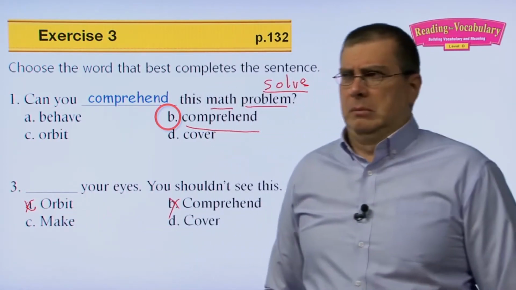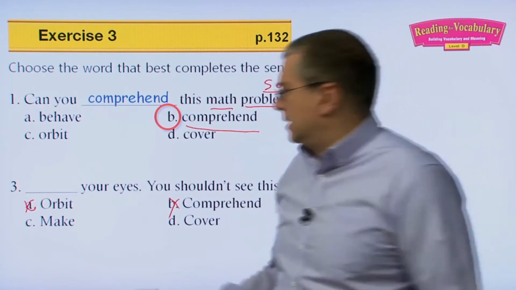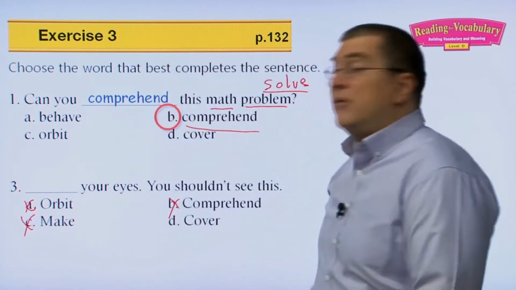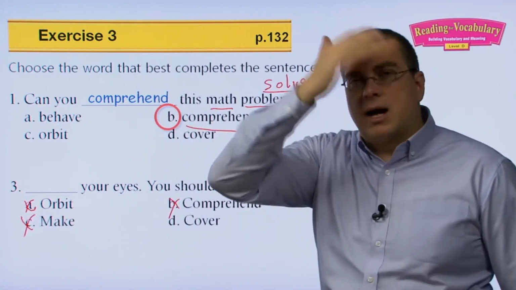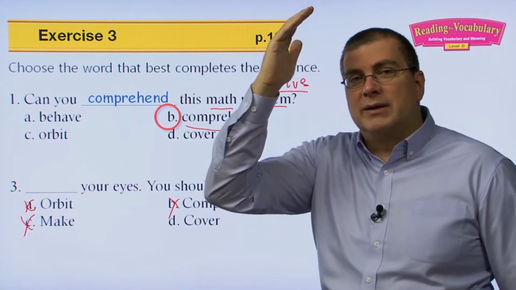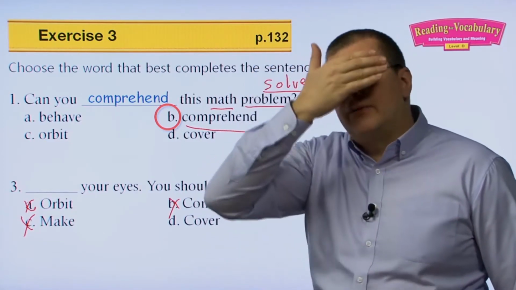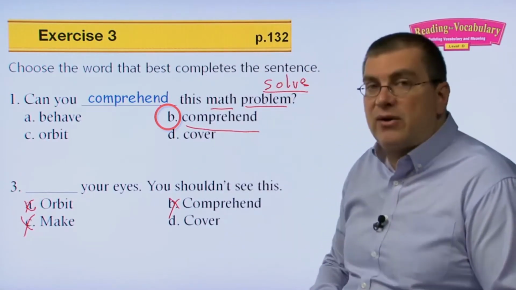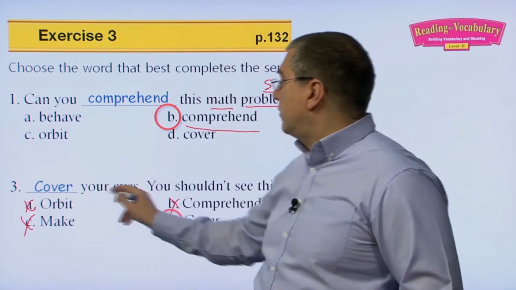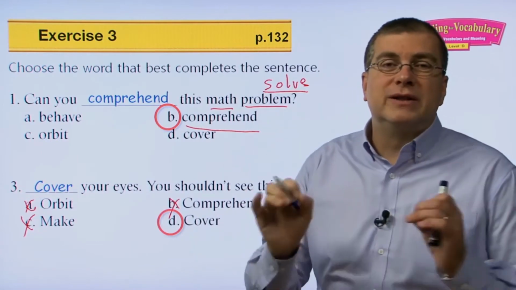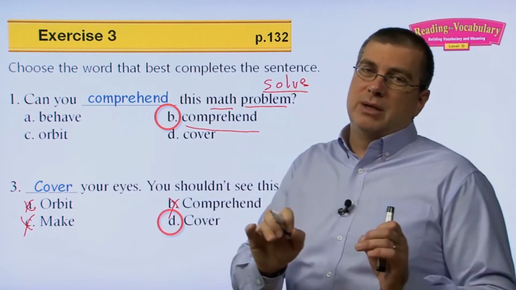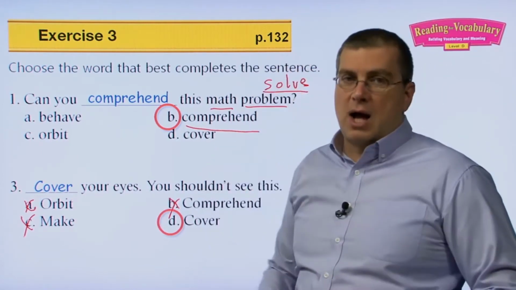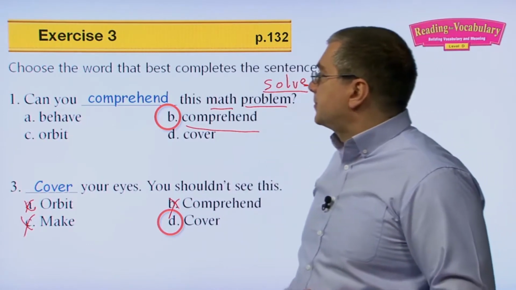Make your eyes. How do you make your eyes? That doesn't make sense. Cover. Cover your eyes, right? So you have a surprise. I want to surprise you. Cover your eyes. Open a surprise, right? So first, cover your eyes. That's the answer. Cover your eyes. You shouldn't see this. So you don't want somebody to see something. Cover your eyes.